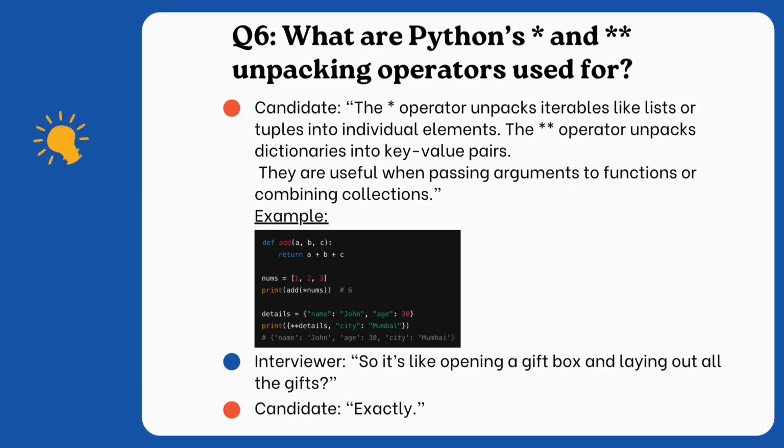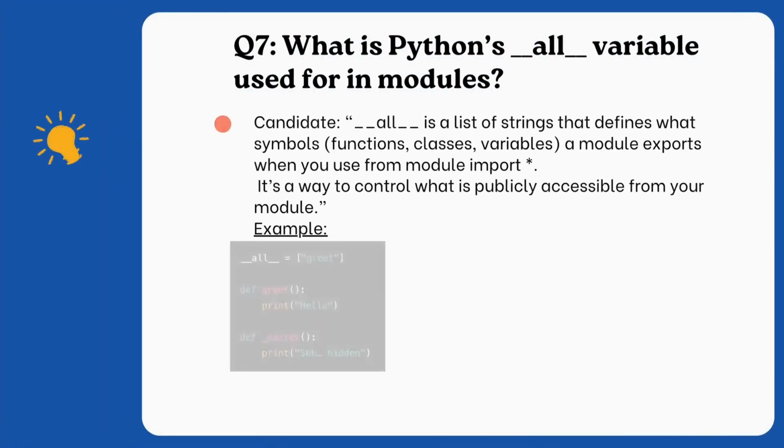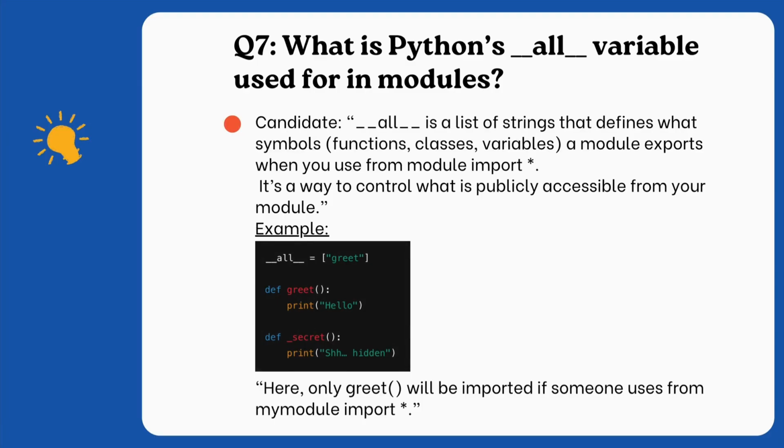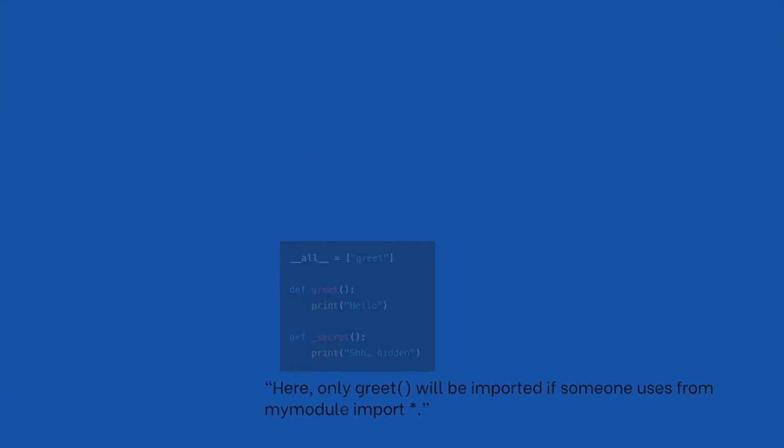What is Python's __all__ variable used for in modules? __all__ is a list of strings that defines what symbols, functions, classes, and variables a module exports when you use from module import star. It's a way to control what is publicly accessible from your module. Here, only greet will be imported if someone uses from my module import star.